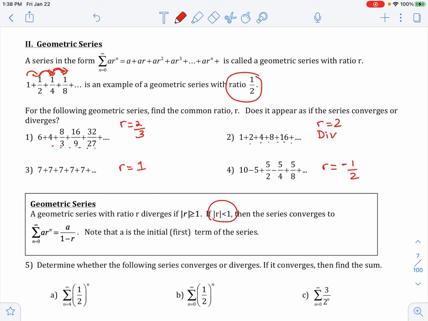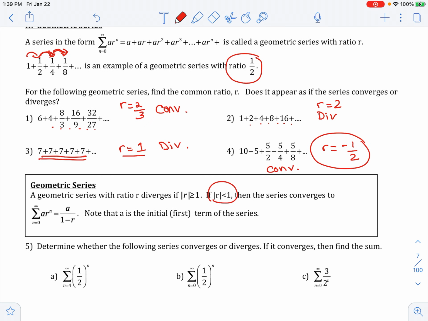So using that idea, if I look back to the 4 problems that we did, notice that this is going to converge because your r is less than 1. Number 3 is going to diverge because this is exactly 1. It's got to be less than 1. So if you think about it logically, all you're doing is adding 7 every single time. That sum is just getting bigger and bigger. So that will never get to a sum. Number 4, the absolute value of r is less than 1. So we are going to say this converges.